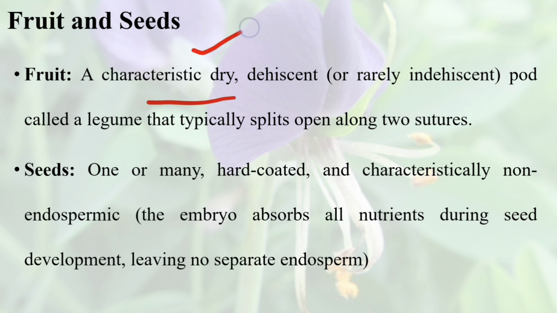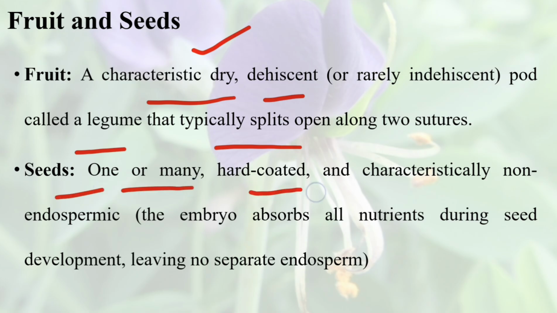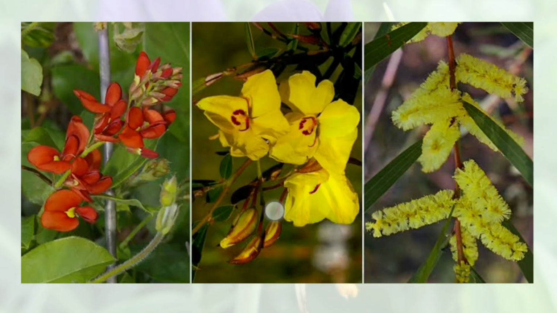The fruits are characteristically dry, dehiscent, called legume, that typically split open along two sutures. Then seeds, one or many, hard coated, characteristically non-endospermic. So seeds are non-endospermic in the Fabaceae family. Traditionally this family was called Papilionaceae or Leguminosae, but according to the rule of ICBN, the family name should end with -aceae. So now it is called Fabaceae family.